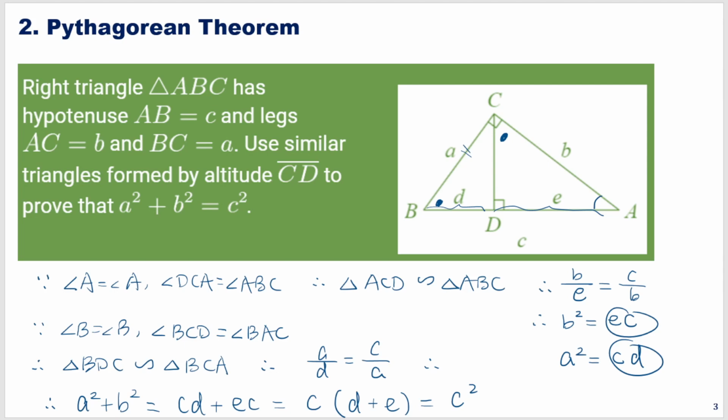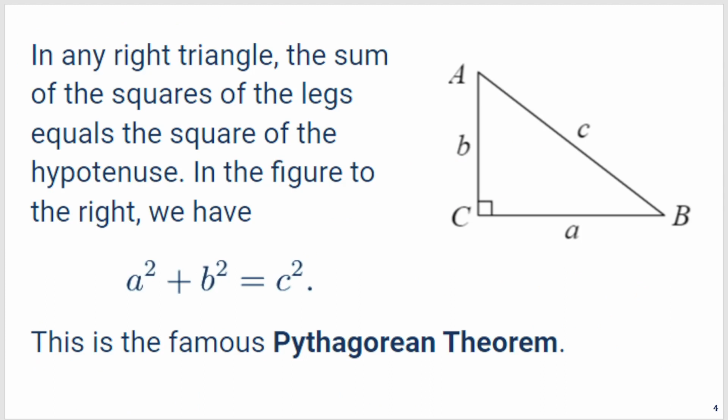Of course, you can also think of other ways. Did you get it? And in summary, in any right triangle, the sum of the squares of the legs equals the square of the hypotenuse. If you have a setup like shown here on the right, then a squared plus b squared equals c squared. This is called the famous Pythagorean theorem. Did you get it? Any questions?